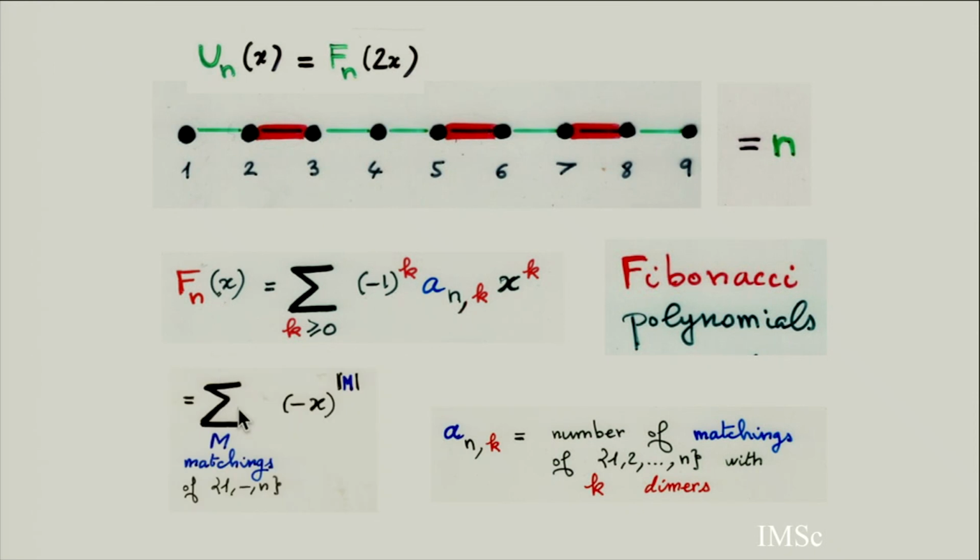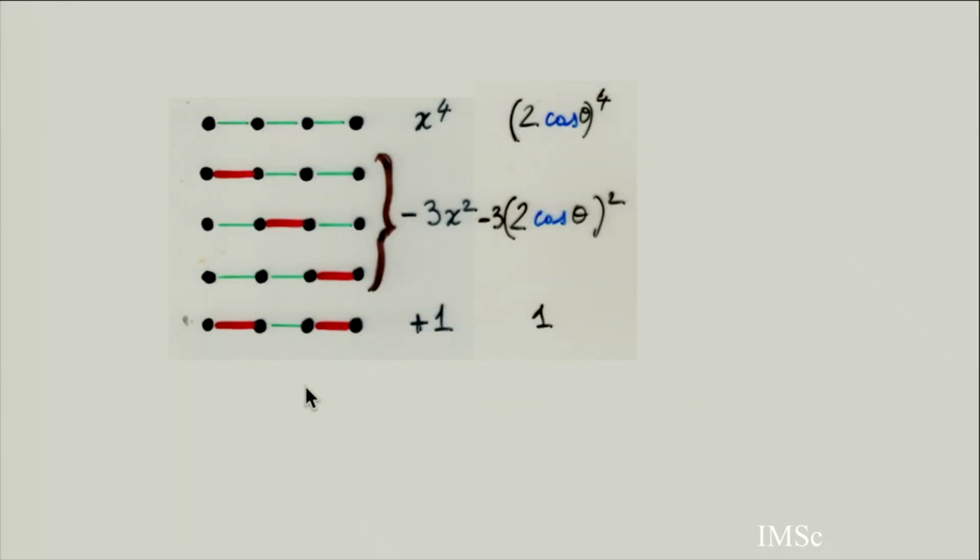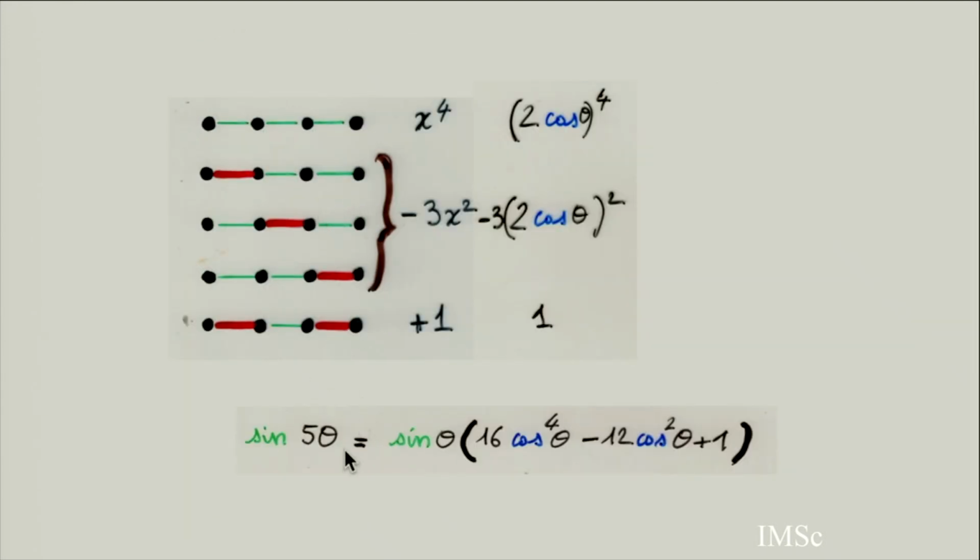F_n of x also can be written as the sum over all matchings of the graph, of x to some power times (-1) to the number of edges of the matching. In general, a matching in a graph, the matching polynomial, is a set of edges 2 by 2 disjoint in the graph. So you can impress your friend working with trigonometry in elementary school by saying, okay, compute sinus 5 theta, it is going to be this polynomial, because you just take the 5 possible matchings of this segment with no dimers, 1 dimer, 2 dimers. So this gives you this polynomial, and replace x by 2x, and you get this formula.